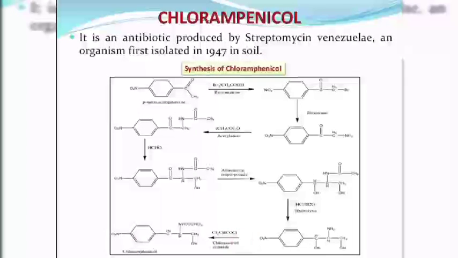The resultant product is subjected to resolution with D-camphoric acid and then treated with dichloromethyl acetate to yield chloramphenicol. So this is our final compound, what is called as chloramphenicol. In this way, we are going to synthesize chloramphenicol.